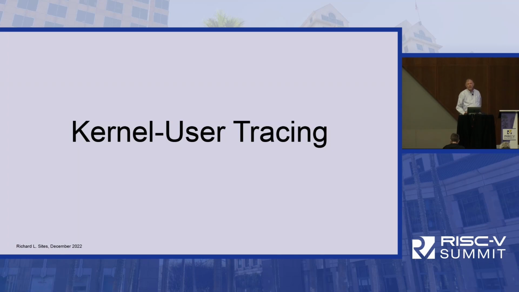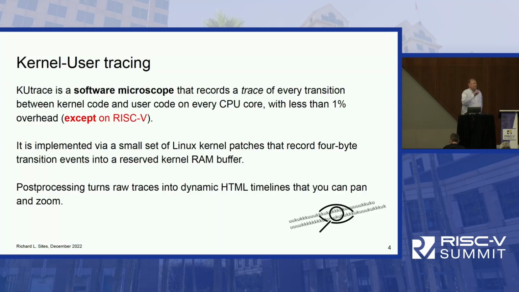So kernel user tracing is a software microscope that records every transition between kernel mode and user mode execution. So every system call, system return, every interrupt return, every trap return, every context switch, and makes a long trace of all of the events in order. So no profiling, no aggregating, and it does all this on other machines with less than 1% overhead. I'll talk about the Unmatched board overhead in a little bit.